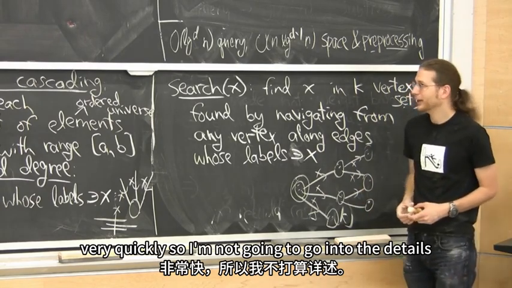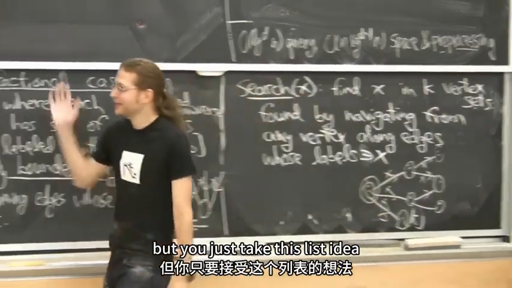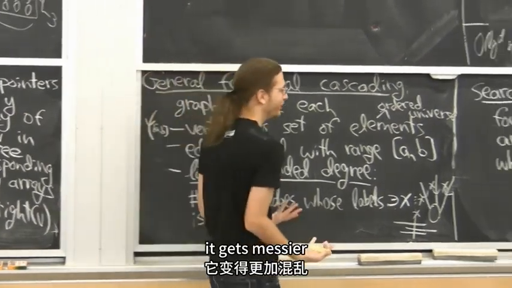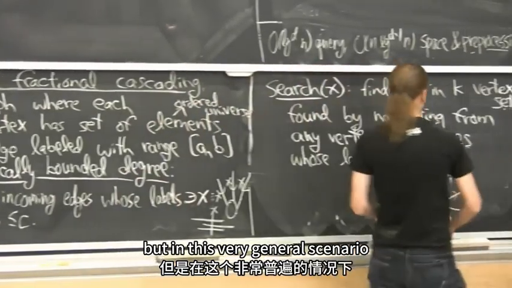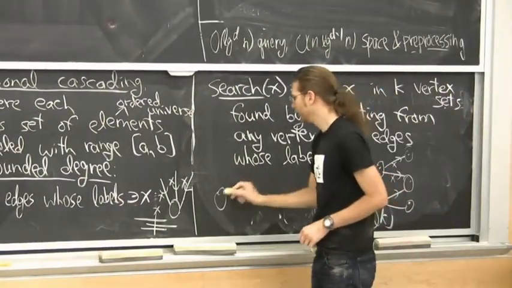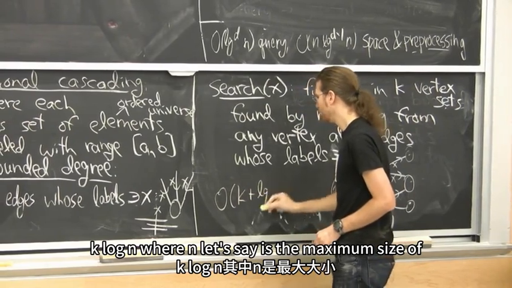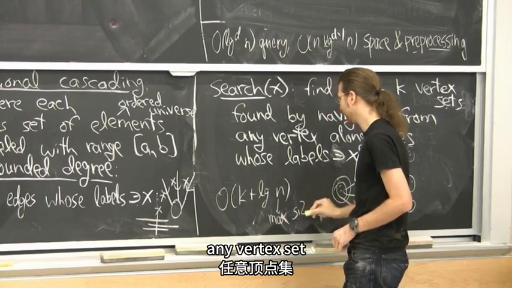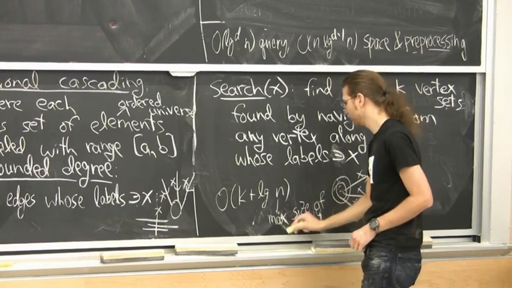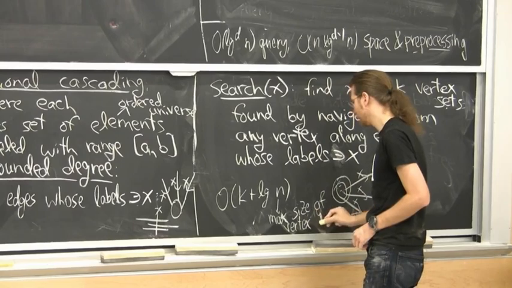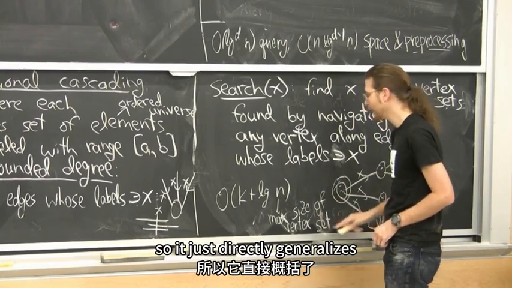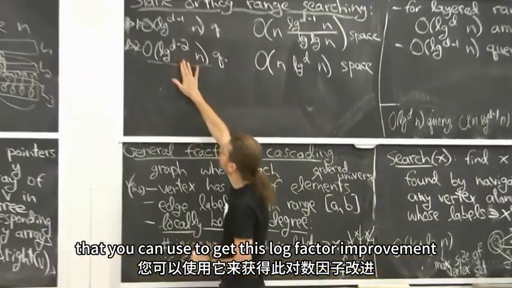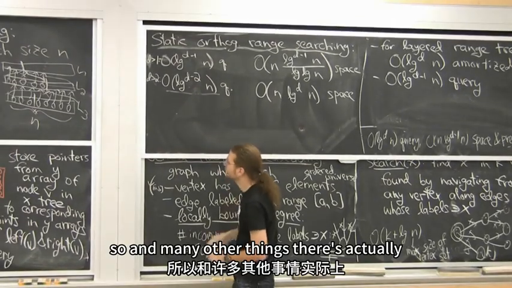So I'm not going to go into the details, but you just take this list idea, apply it to a graph, it works. It gets messier, but in this very general scenario, you can support these searches in k plus log n, where n, let's say, is the maximum size of any vertex set. So it just directly generalizes. And this is the thing that you can use to get this log factor improvement. And many other things.